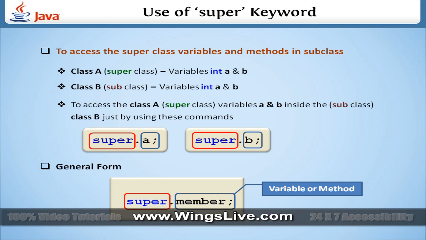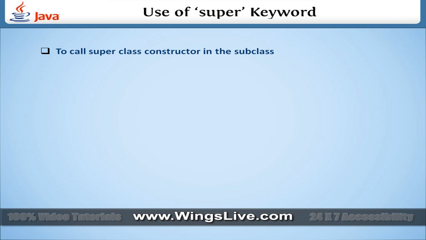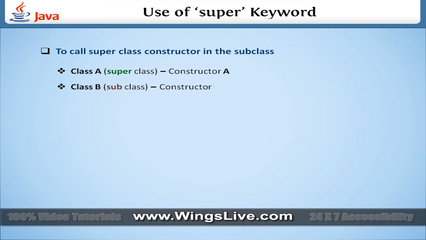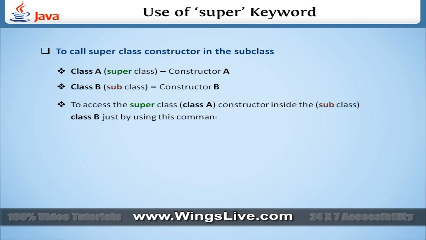Let us discuss the next purpose of the keyword super: to call the superclass constructor in the subclass. Consider class A is the superclass that has constructor A. Then class B is the subclass that also contains its own constructor B. We can access the superclass or class A constructor inside the subclass class B just by using this command. Here, super is the keyword without parameters.